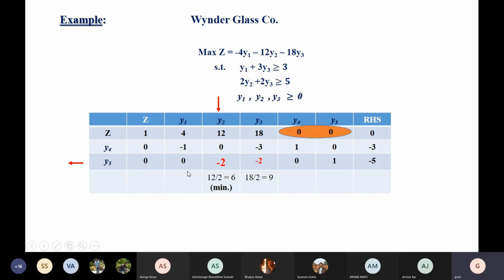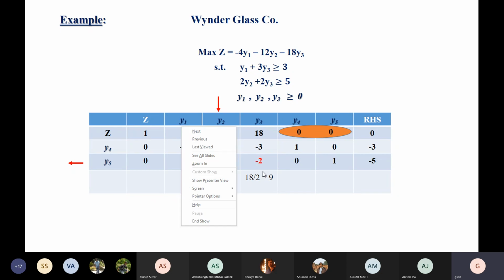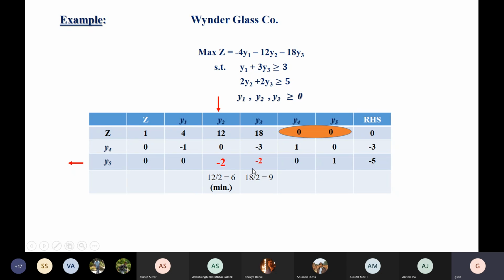And which one will enter? The entering variable will be chosen by the minimum ratio test, and it will be the mod of the ratio. Here also it's a bit different. Here 0 we do not consider, of course, but we consider negative entries. So we consider this 4 divided by 0.